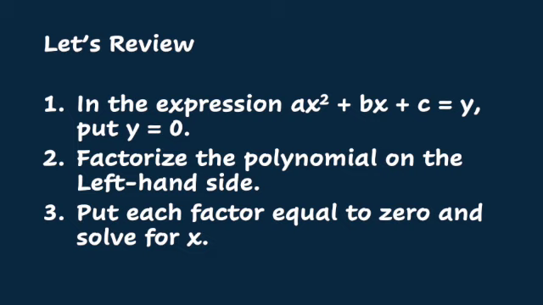Let's review the key points now. First point is in the expression ax squared plus bx plus c equal to y, we put y equal to 0. Second point is factorize the polynomial on the left hand side. And third important thing is we put each factor equal to 0 and solve for x.